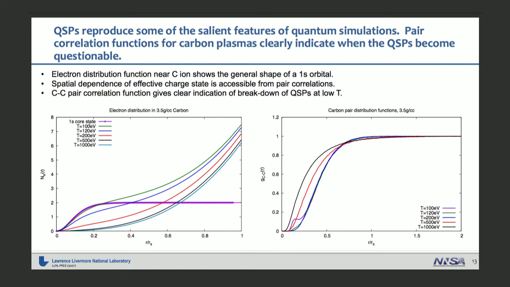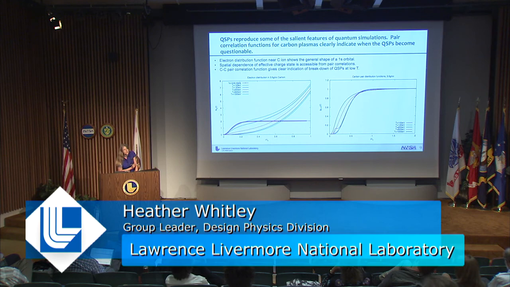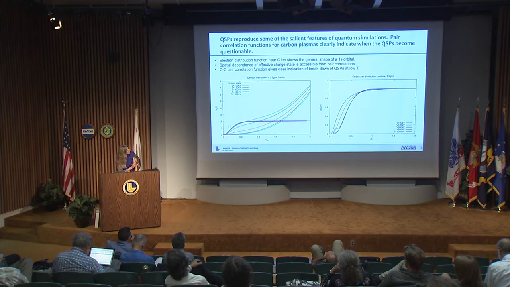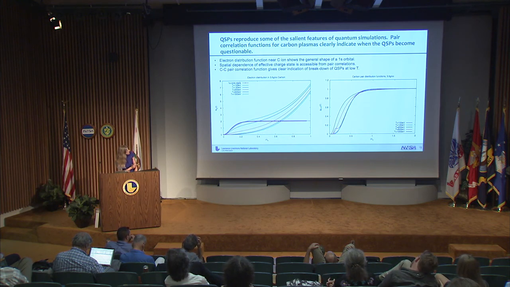The other thing that's interesting from this is you can get what the density of electrons around a nucleus looks like as a function of radius. Again, this is an analogy with the types of things that we can look at using path integral Monte Carlo. This purple curve is just a 1s core state for carbon. It plateaus at 2 because there's 2 electrons allowed to be in the K shell of carbon. All these other curves are different temperatures. This green curve is actually that 100 eV case that I showed you failed. This blue curve is 120, which actually seemed to be relatively okay. 200 eV was definitely okay, as were 500 eV and 1000 eV.